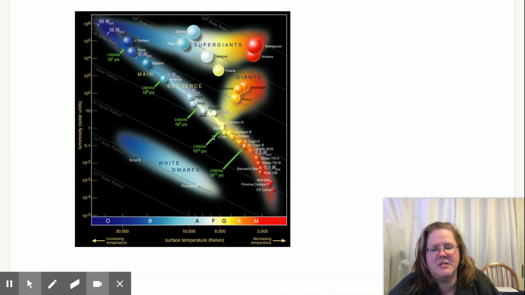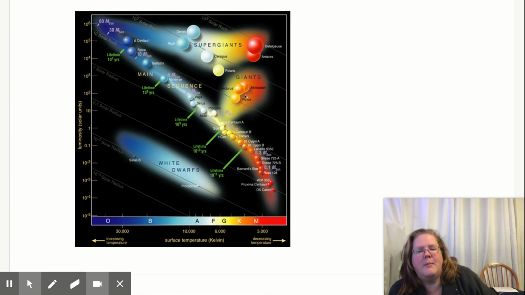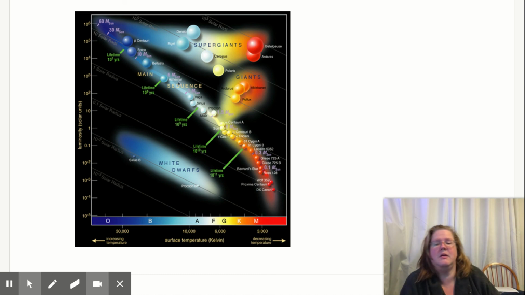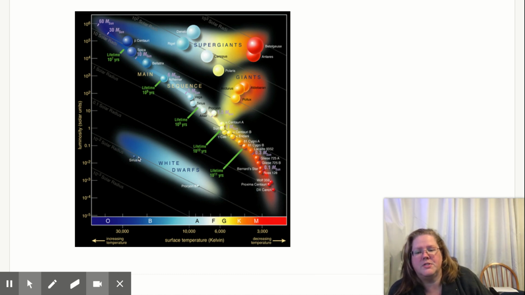This is the main sequence. This is where most of the stars spend the bulk of their life. Depending on how much mass they have, they can become a giant star. They can become a supergiant star. And as they die, they expand. And then as they expand, they actually implode back in and shrink down, and they can become white dwarfs.